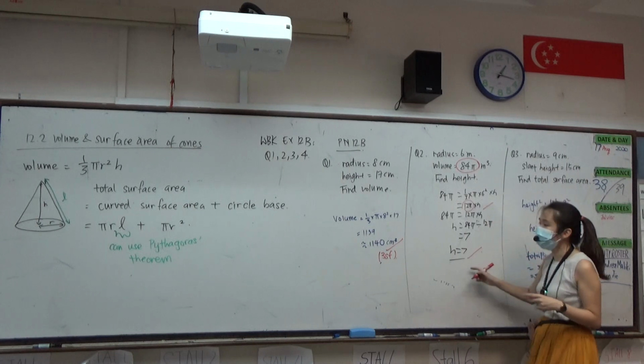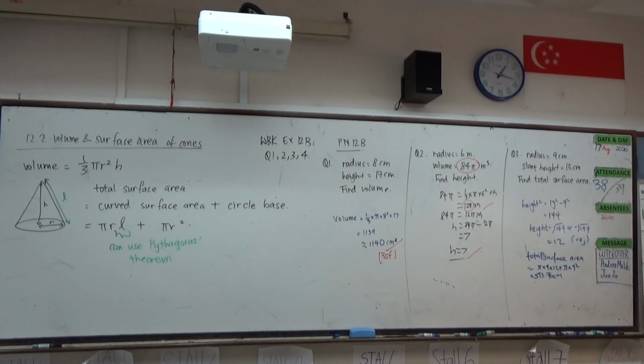Alright, so h equals to 7 is correct. Next, question 3. Right or wrong? How many of you think that is right? Correct. Who thinks it's wrong? Then make sure you raise your hand and say wrong. This is your own working. Why is it wrong then? You don't know? You just feel it's wrong.